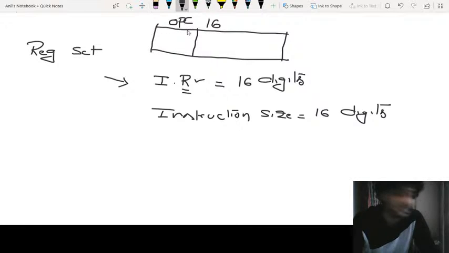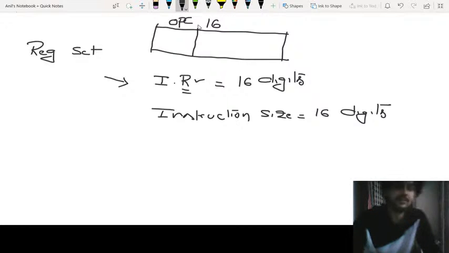Is it clearly visible? Lokesh Parab asks whether the instruction register points to the next instruction to execute. You're talking about the program counter. The program counter is going to point to the next instruction that is going to get executed. But the instruction register holds the current instruction that is being executed.